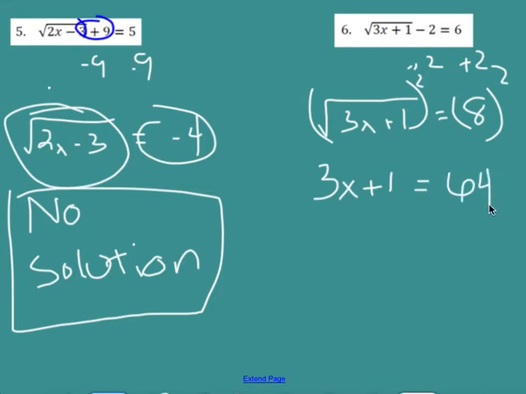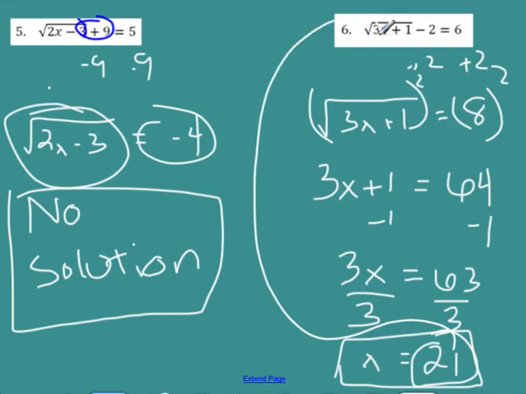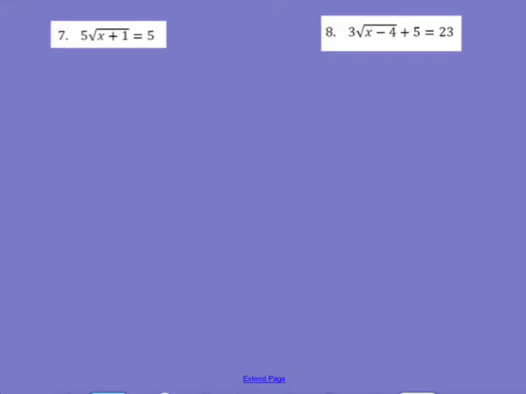And now I'm just going to solve this like a normal equation. I'm going to subtract 1 from both sides, and then I get 3x is equal to 63. Then I'm going to divide both sides by 3, and I end up getting that x is equal to 21 when I solve that equation. Curious if you did it right? You can always take this and plug it back in for x, and it should work. When you solve out that equation, it should be equal to 6. Just something you could be doing on a quiz to make sure you're doing it right.